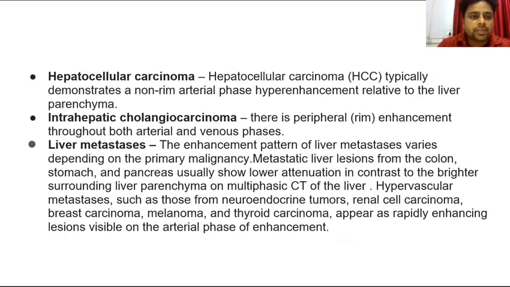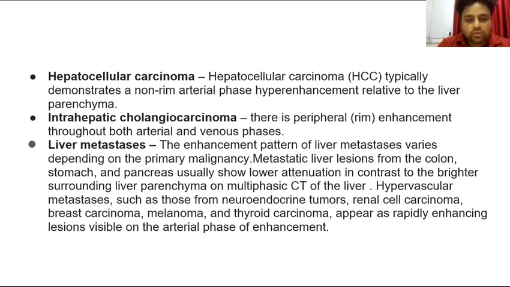Hepatocellular carcinoma typically demonstrates non-rim arterial phase hyperenhancement relative to the liver parenchyma. Intrahepatic cholangiocarcinoma: there is a peripheral enhancement throughout both arterial and venous phases. In liver metastasis, the enhancement pattern varies depending on the primary malignancy. Metastatic liver lesions from colon, stomach, and pancreas usually show lower attenuation in contrast to the brighter surrounding liver parenchyma on multiphasic CT of the liver.